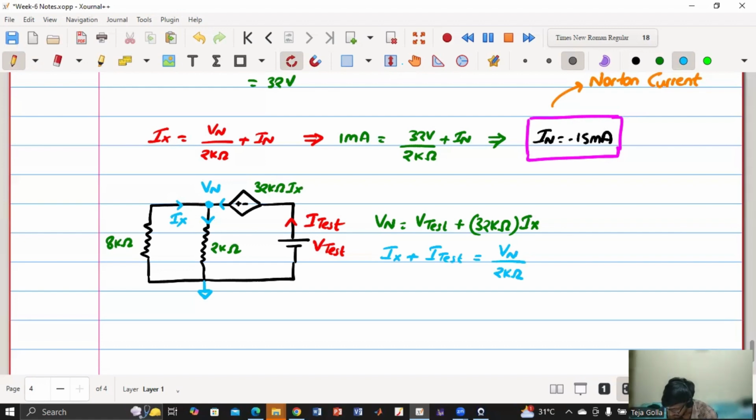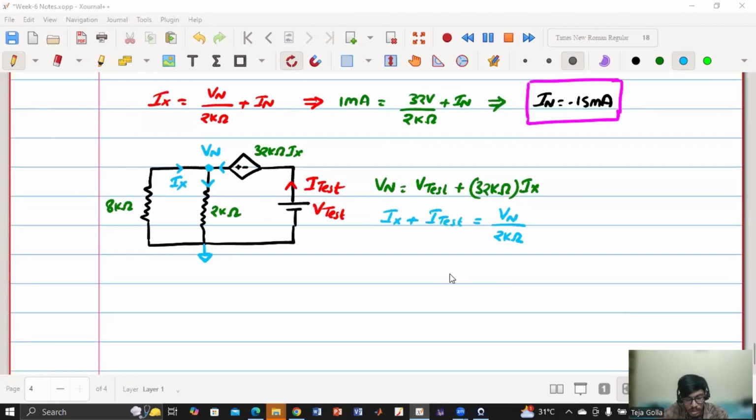Sir, can you please explain this problem one more time? Okay, let me just quickly solve, then I'll come back and I'll explain. But as we are in between, first let me complete it, then I'll explain the entire question again. Okay, so we got one equation, second equation.